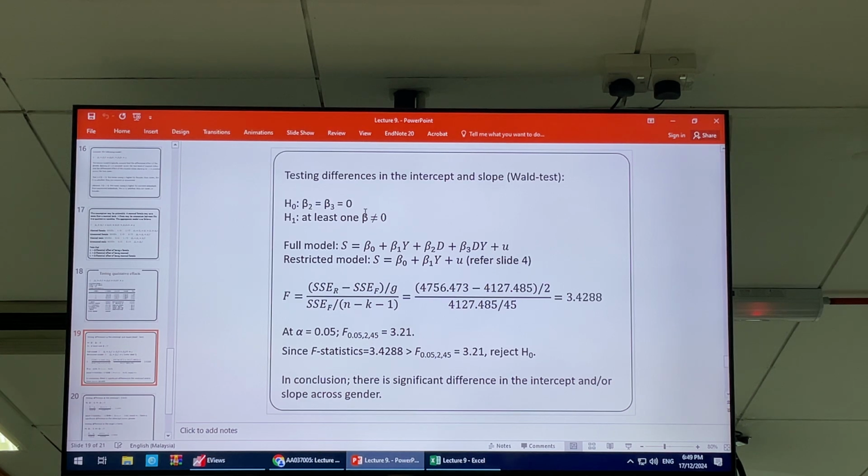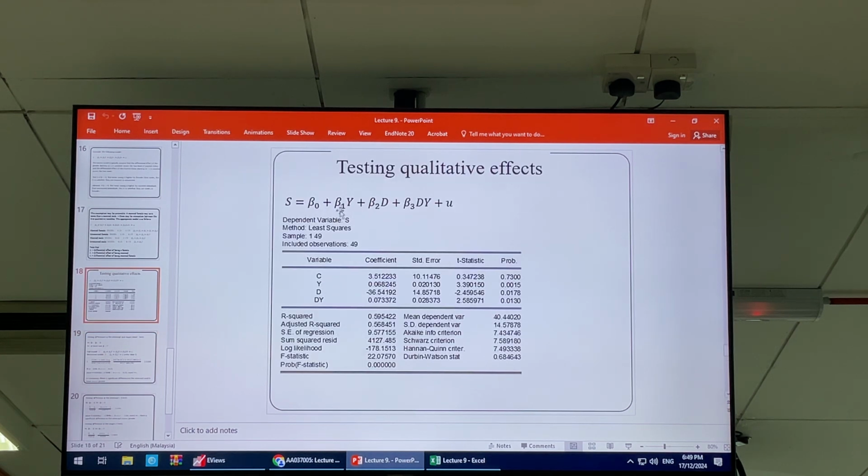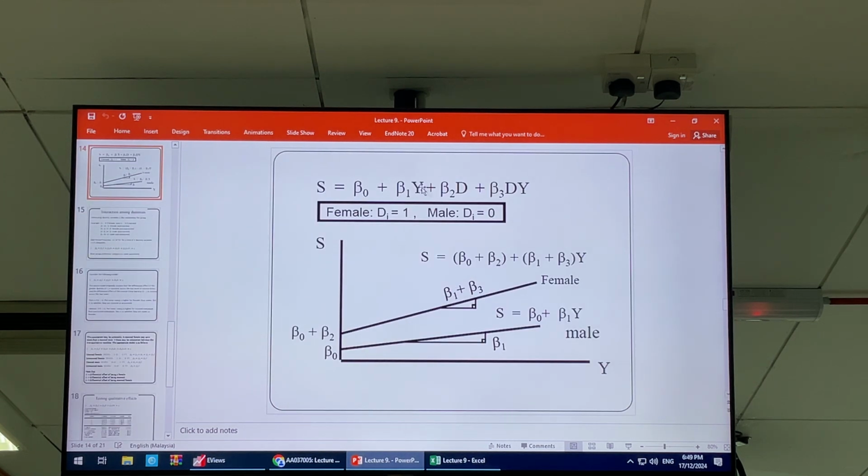For the case of joint testing, you can perform the test jointly for both the intercept and slope. You can perform the joint Wald testing in order to conclude whether the intercept and slope for the two categories are the same or not. If they are the same, then beta 2 must be 0, and beta 3 also must be 0. If beta 2 is 0, then male and female have the same intercept. If beta 3 is 0, then female and male have the same slope, which is beta 1. So we need to test beta 2 and beta 3.